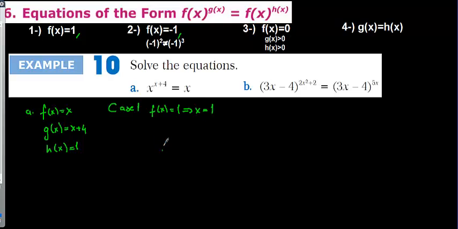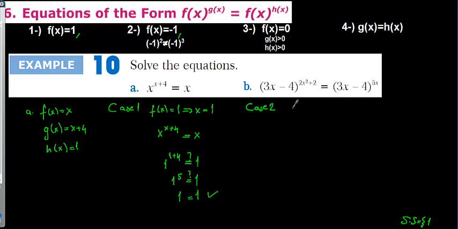If x is equal to 1, let's check the equation. x to the power of x plus 4, is it equal to x? Let's see. 1 to the power of 1 plus 4, is it equal to 1? 1 to the power of 5, is it equal to 1? 1, is it equal to 1? Yes. Actually, there is no need to ask this at the last step. Yes, they are equal to each other. So the left side is equal to the right side. We are going to write in the solution set, in the solution set, we are going to add 1.